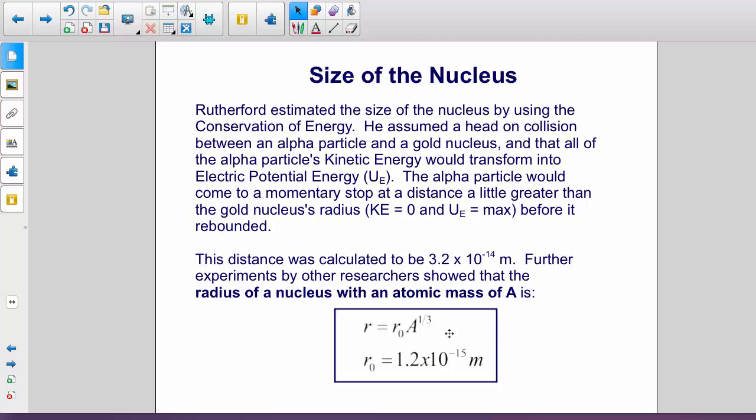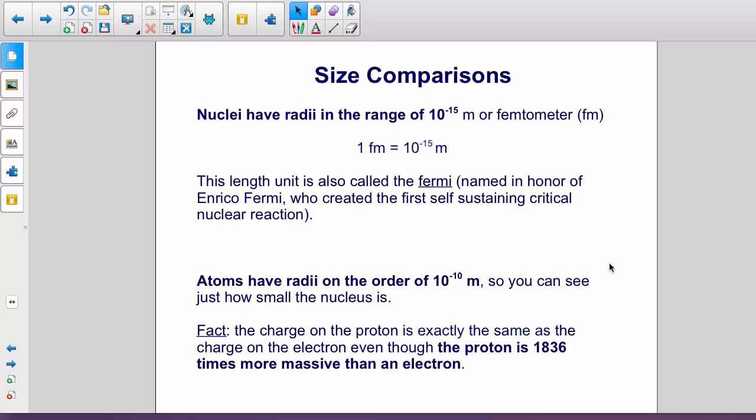R equals R naught times A to the 1/3, where R naught is 1.2 times 10 to the negative 15 meters. Let's do some size comparisons. So what we've just learned is that nuclei have radii in the range of 10 to the negative 15 meters, also known as a femtometer, or the Fermi, named after the famous Enrico Fermi, who was responsible for the first self-sustaining critical nuclear reaction. Now, by comparison, atoms have radii on the order of 10 to the negative 10 meters, so you can see just how small the nucleus is.